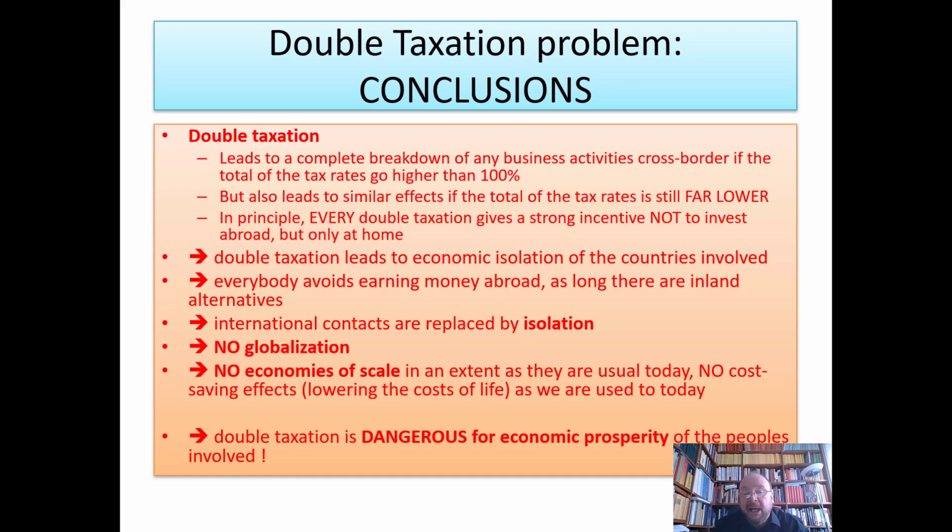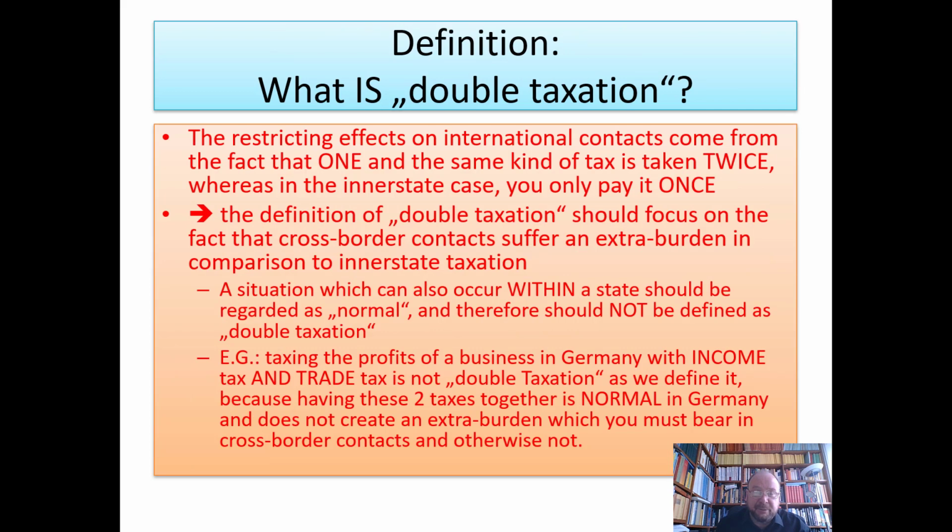Everybody knows it. So what we want to do in the final effect is avoid dangerous effects for our economic wealth, and so we need to remove that additional tax burden from taxing people twice. Now, to be exact, it's good to think about what we see as double taxation. Double taxation is not every case where somebody is taxed twice.